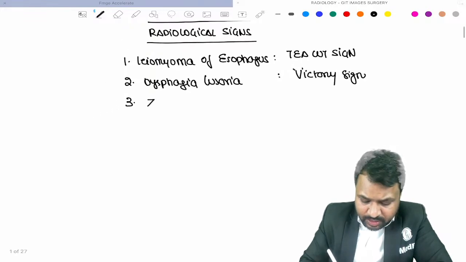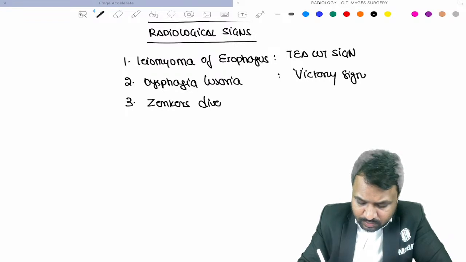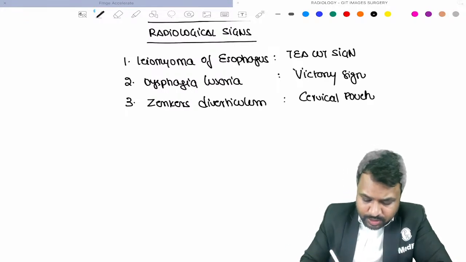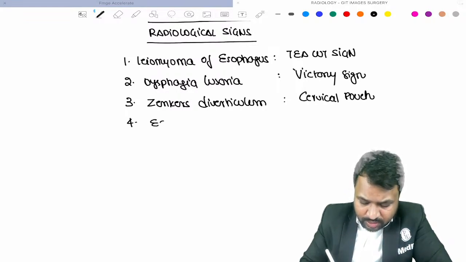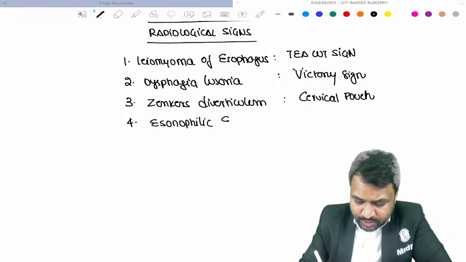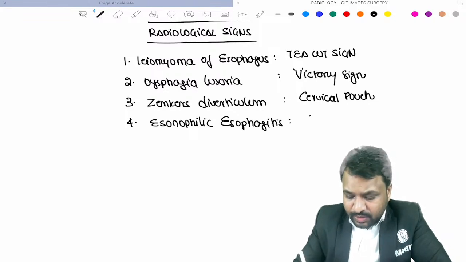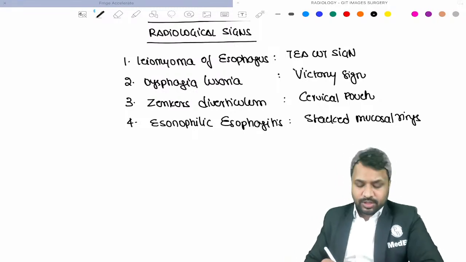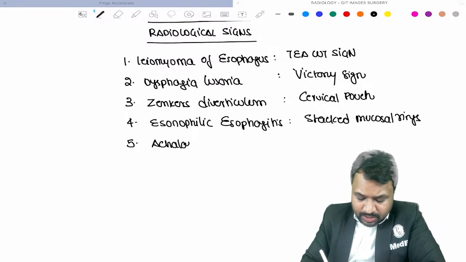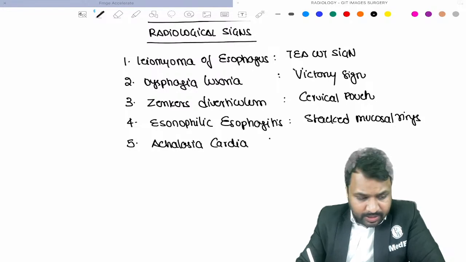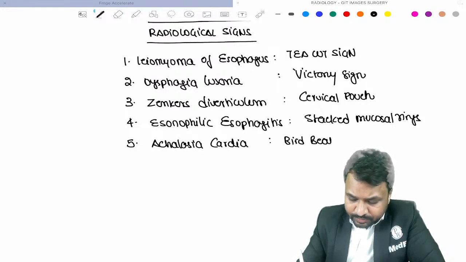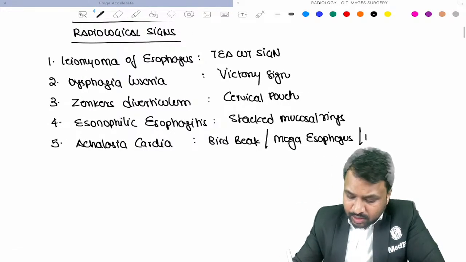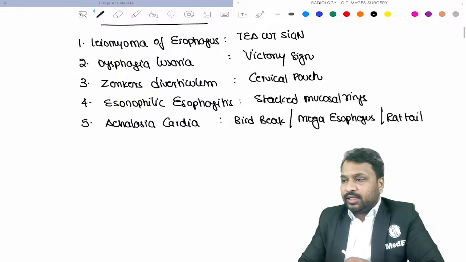Then you have Zenker's diverticulum, where you will have a cervical pouch. Then eosinophilic esophagitis, where you will have stacked mucosal rings, the feline esophagus. Then conditions like achalasia cardia, which is a motility disorder. In achalasia cardia, you have the bird beak appearance, the megaesophagus, or the rat tail sign.